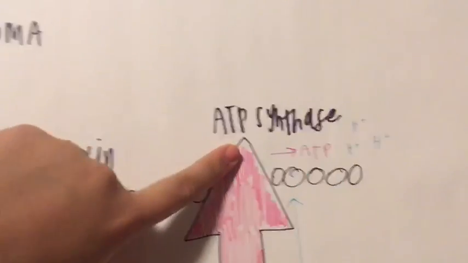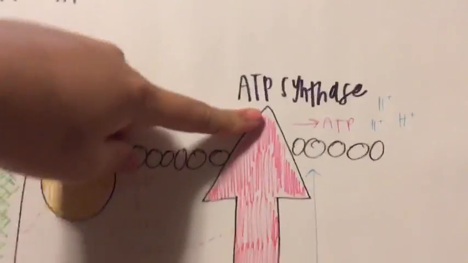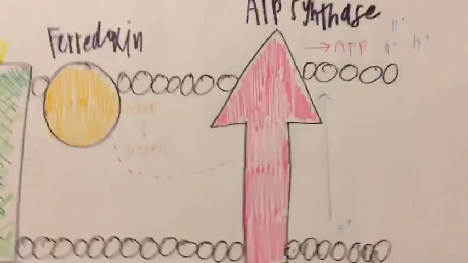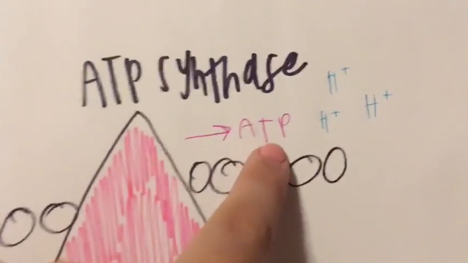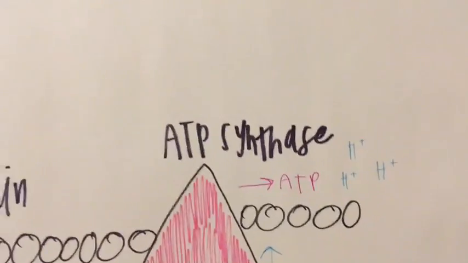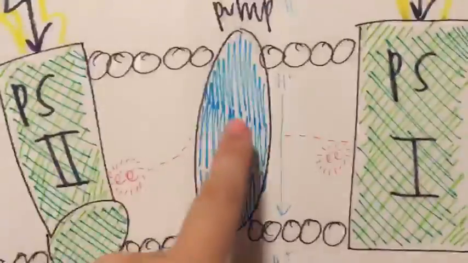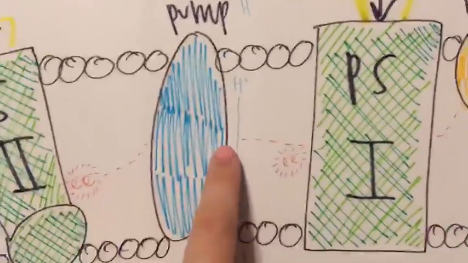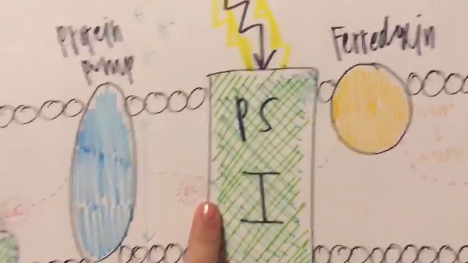The hydrogens, in order to move back from the thylakoid space to the stroma, have to go through ATP synthase, which is a type of protein. When the hydrogen ions move through the ATP synthase, it rotates, which makes ATP, which is used in the Calvin cycle. So as the electrons move from the protein pump, they lose their energy.